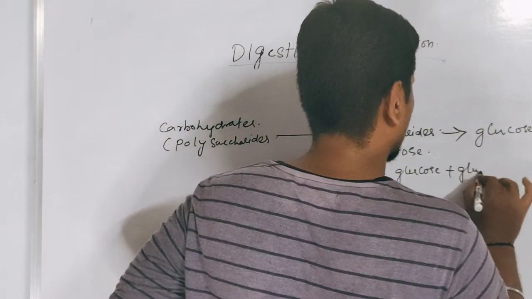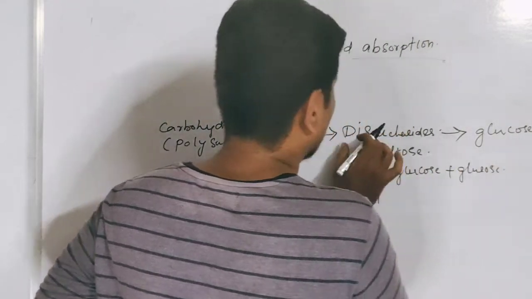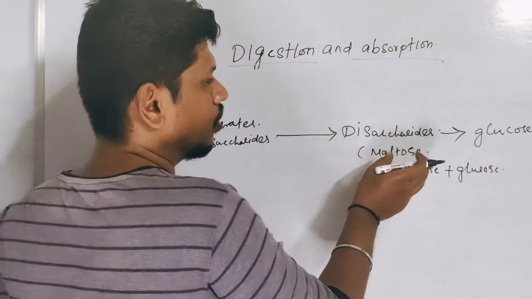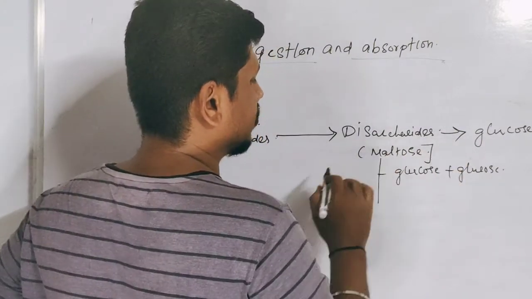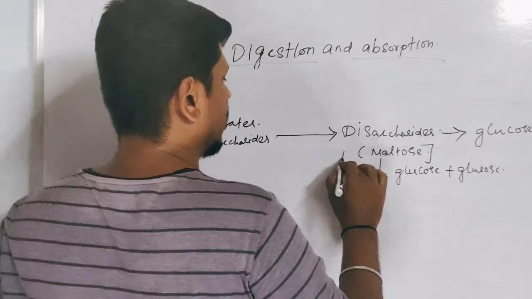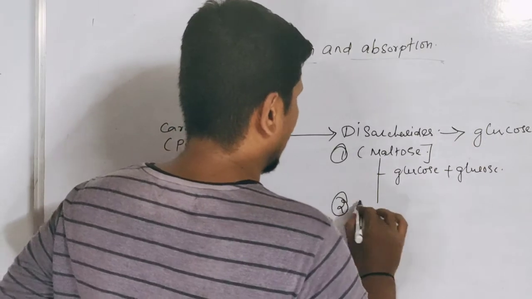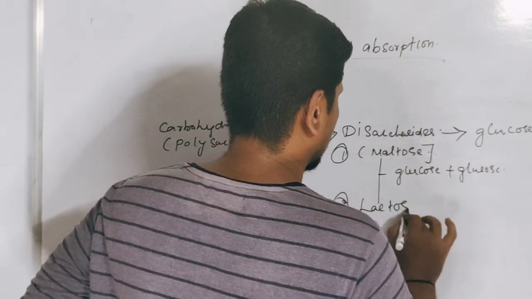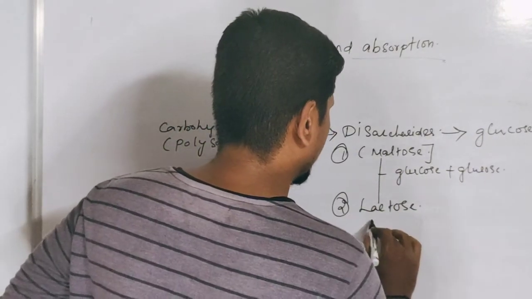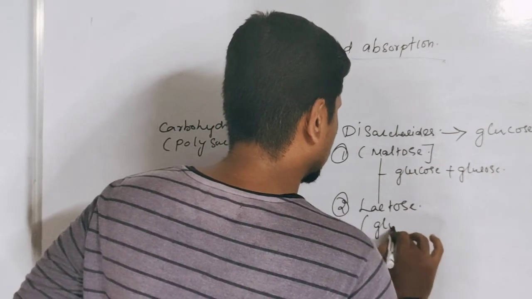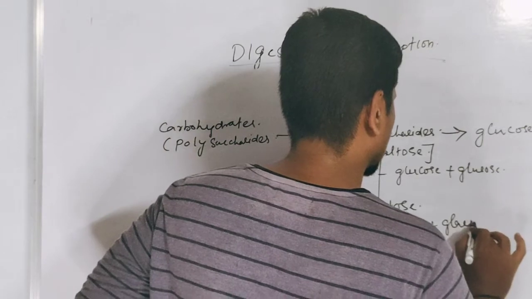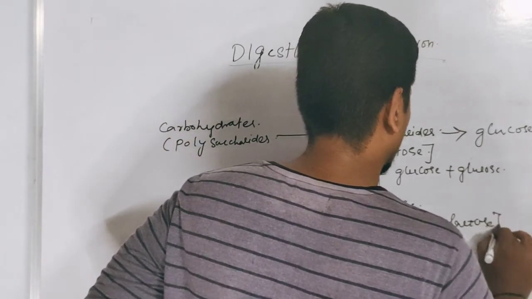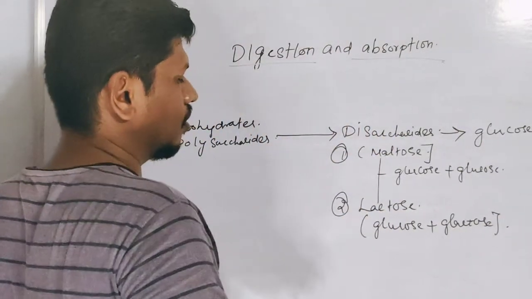plus glucose. Di means what? Two sugars, two glucose, are present. They call it a disaccharide. One example you can consider is maltose, and one more example is lactose. Lactose is made up of what? Glucose and galactose. Right? Again, it is one of the disaccharides.